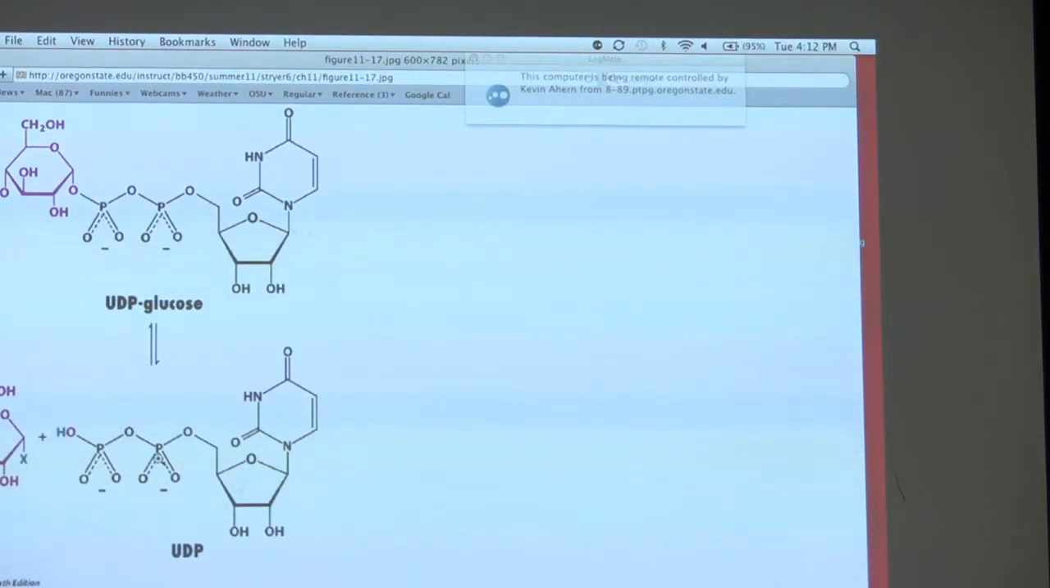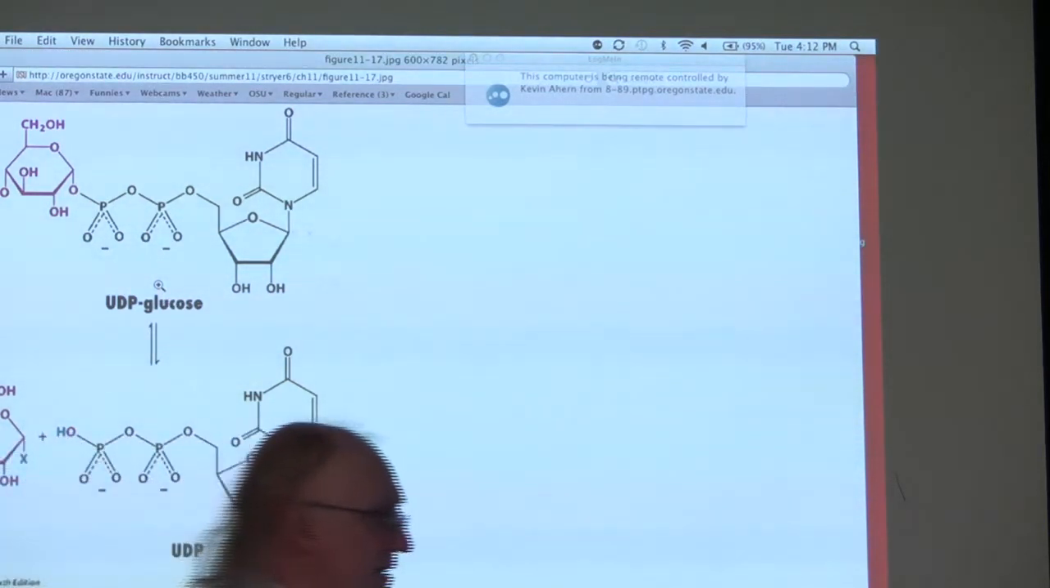We see that in the cell, UDP is very commonly attached to glucose. And it's attached to glucose for a very important reason. The reason being that we use this to make glycogen. We'll talk about this later when I talk about the synthesis of glycogen, but I want to talk about the chemistry of it before I talk about it as an enzymatic substrate.